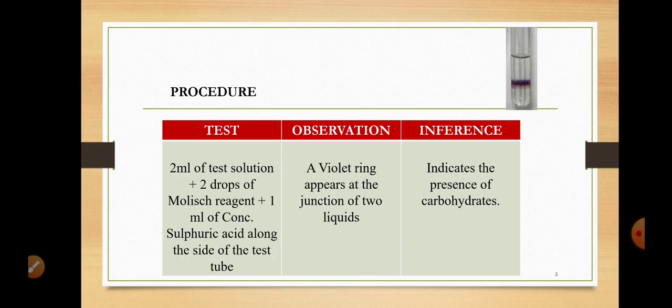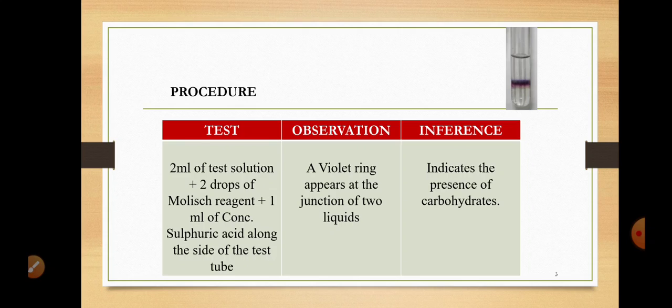Here at the top I have shown, when you carry out the test in the test tube, at the end you can observe this, where you can clearly see a violet ring at the junction of two liquids, which in turn confirms the presence of carbohydrate in that particular sample.